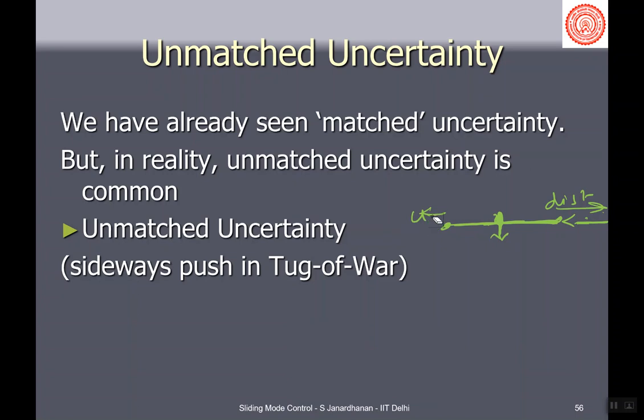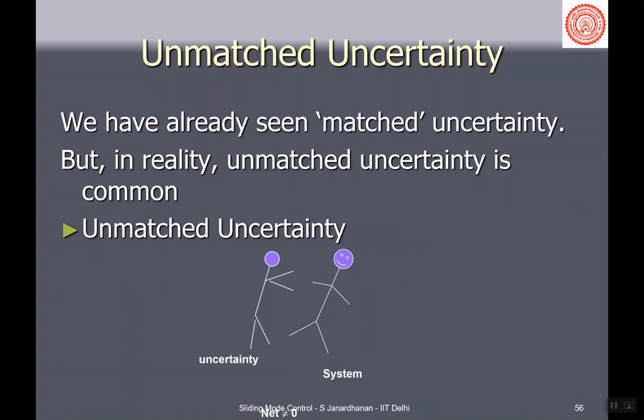However, what if the disturbance acts in a direction other than this? The control is ready to act in this direction, but the disturbance is coming in this direction, so the control can't do anything. Like in a tug of war match, if somebody pushes you from the side, you have not prepared for that, so you'll fall down. But this sort of disturbance exists in many practical systems.